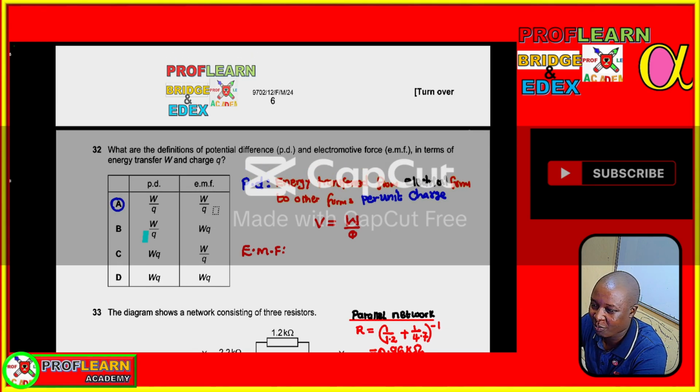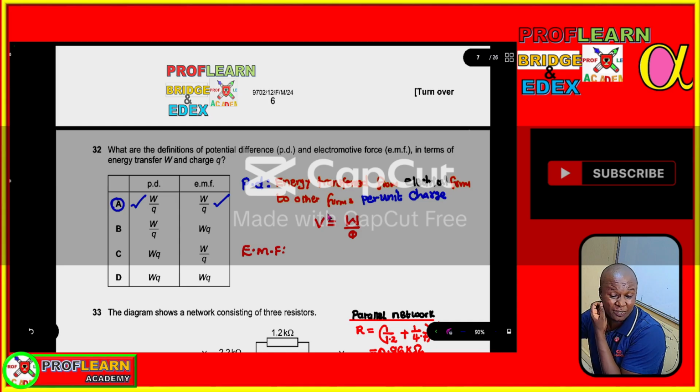What's the definition of potential difference and EMF? Both of them have the same definition: energy transferred per unit charge. But for potential difference, it is energy transferred from electrical to other forms per unit charge, while for EMF it is energy transferred from chemical to other forms, right? Yes.